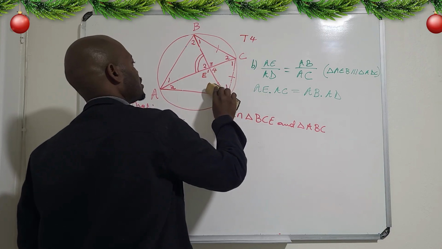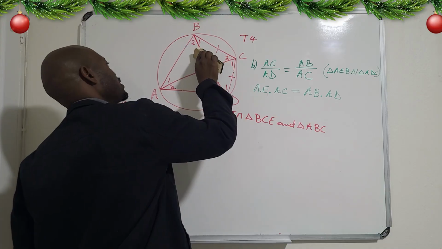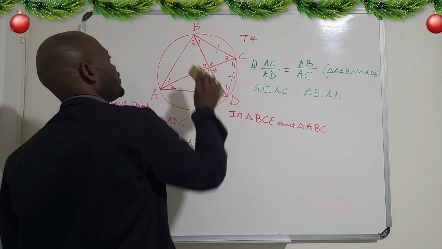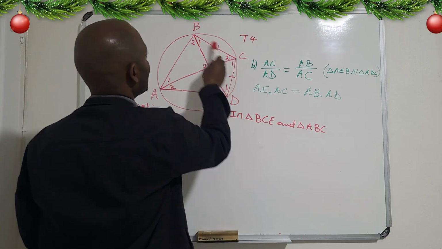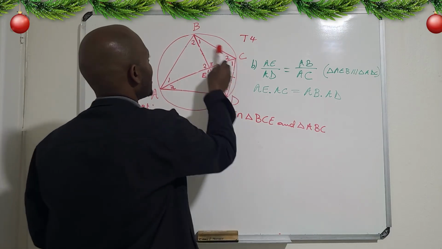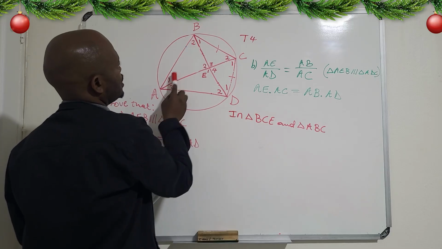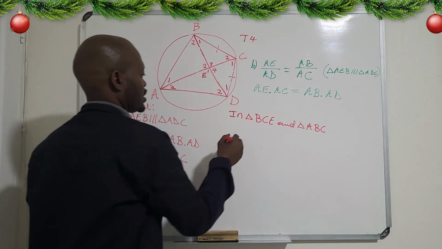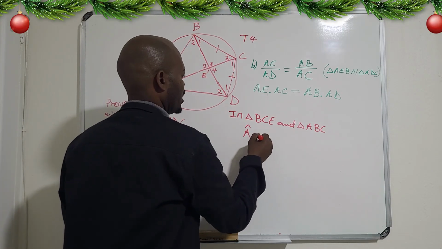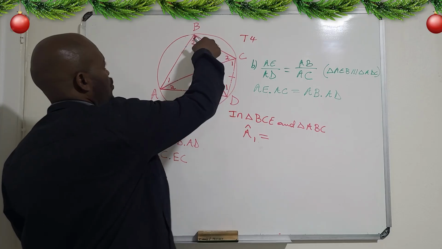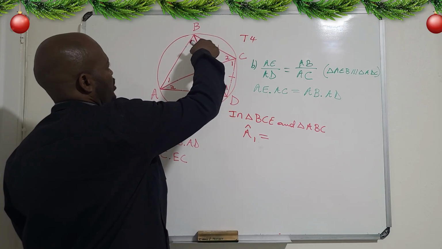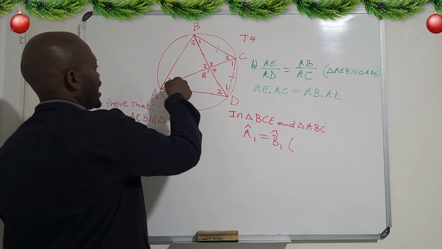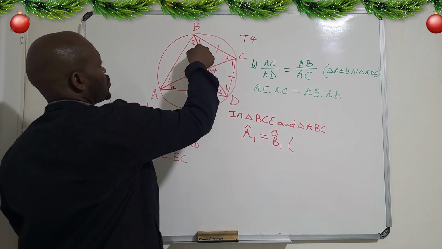This is just for confusion. Right. Now, this is what we have. In this triangle and in this triangle, this angle is equal to that angle. This angle, which is angle A1, is equal to angle B1. Why? This angle is equal to this angle.